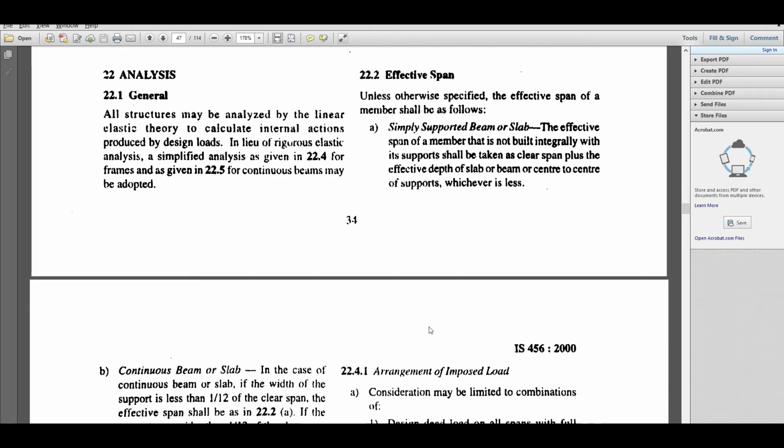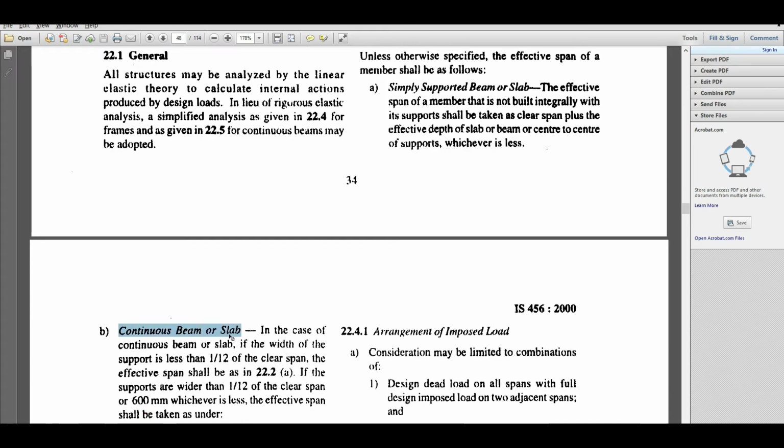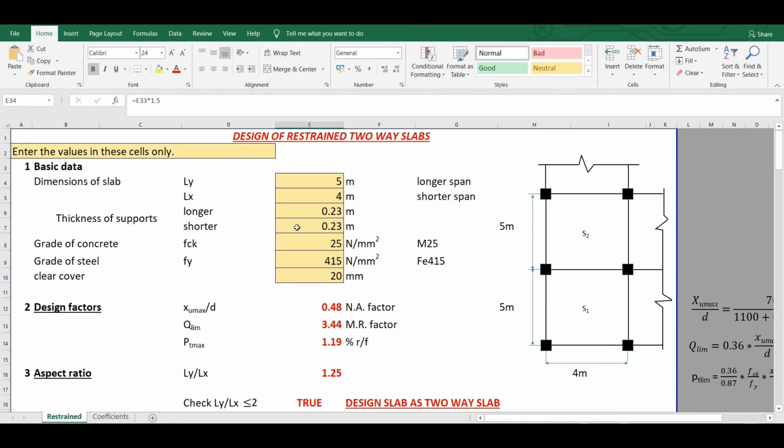So as per this clause, for a continuous beam or slab, if the width of the support is less than 1/12 of the clear span, the effective span shall be taken as given in 22.2a. So here, first of all, we'll check the width of the support. The width of the support is 0.23 meters, which is less than 1/12 of the clear span.